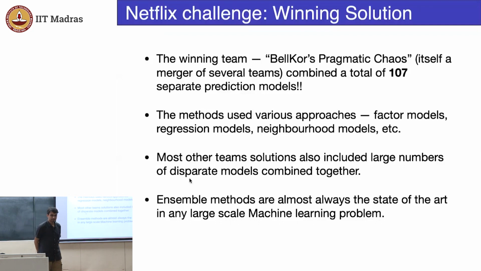Yes? How do we combine those models? There are several ways. The simplest is just majority voting or average. That's the simplest thing you can do. So you have 10 models, let's say. Model 1 is predicting your rating for Lord of the Rings is 4 stars.